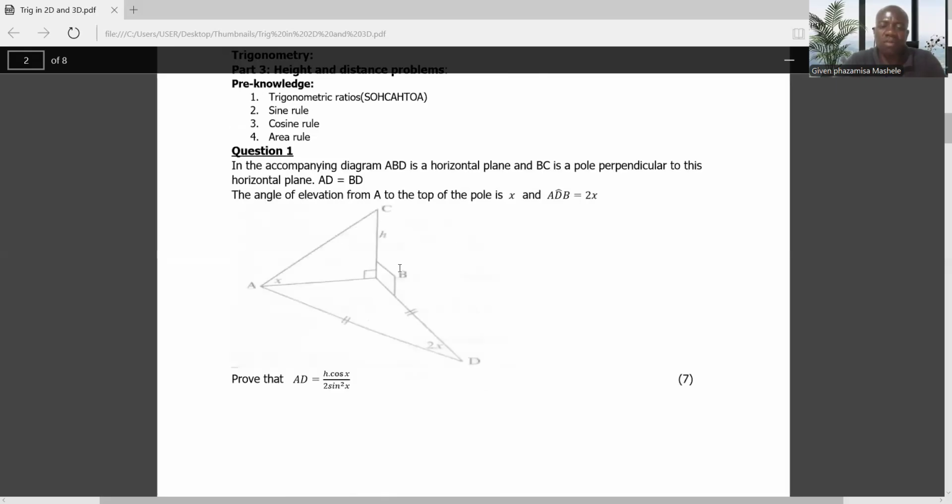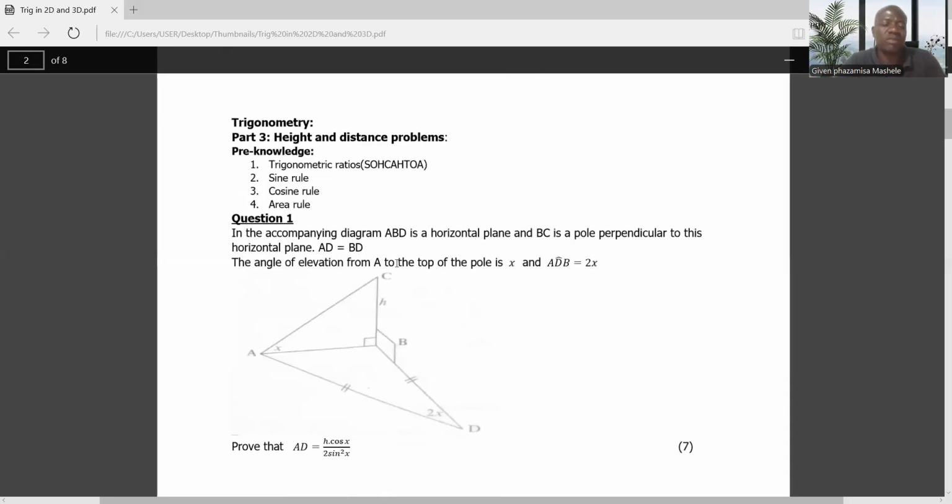Right, you know that in most cases trigonometry comes in 3 questions, and it's one of the topics that has a lot of marks. So you need to make sure that you understand all the sessions of trigonometry. Right, we have what you call pre-knowledge. These are just the concepts that one must know in order to understand trigonometry in 3 dimensions and 2D.